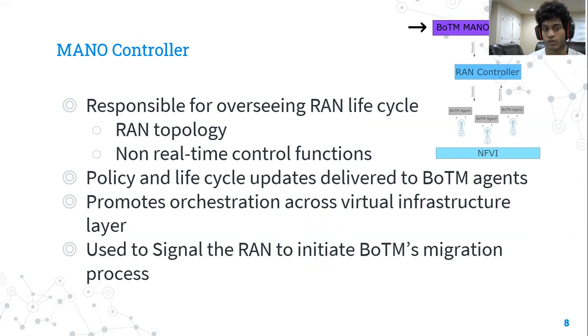And so by doing this, the MANO controller is effectively delivering policy and lifecycle updates, and these updates are directly delivered to BoTM agents that run over the top of these virtualized base stations. And so what the MANO controller does is it promotes this ability to orchestrate across the virtual infrastructure layer. And this primarily refers to being able to spin up and deploy base stations at will. And mainly in BoTM, we use the MANO controller to signal the RAN to initiate and conduct the migration procedure.